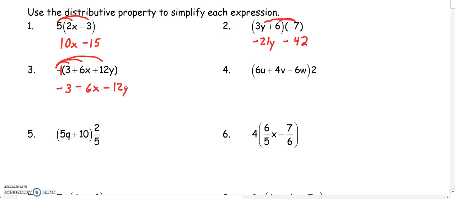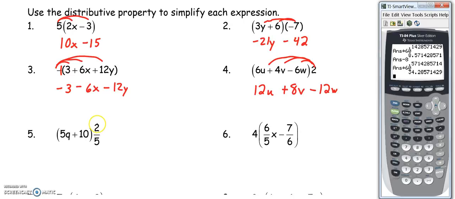Number 4, the number outside of the parentheses is a 2. So we're going to distribute 2 to everything. So 2 times 6u is 12u. 2 times 4v is 8v. And 2 times negative 6w is negative 12w.